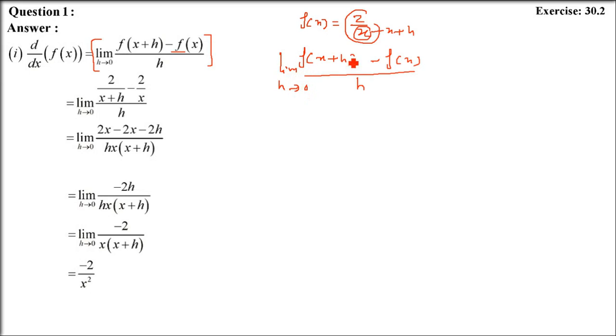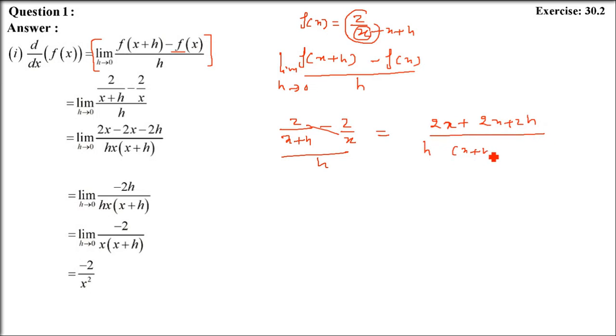h tends to 0. So what do we do? 2 by x plus h. I am replacing x by x plus h. Minus, same thing, 2 by x. Same function you have to put here. Divided by h. So what do you get? 2 into x, and here minus, it will be negative. I'll just change it: minus 2x minus 2h. And then we have h here. And in the denominator you have x and x plus h.